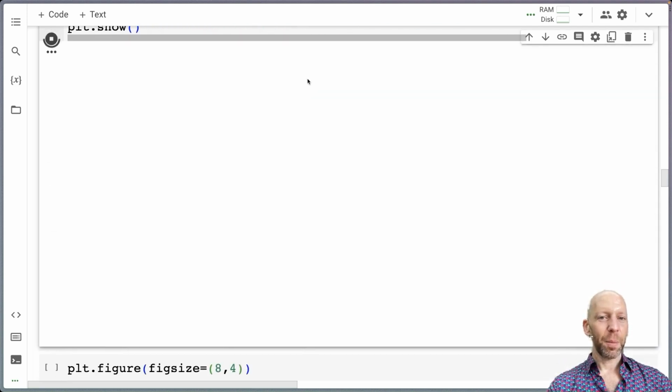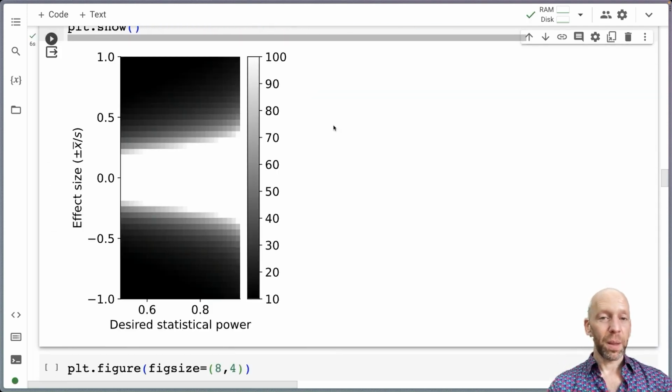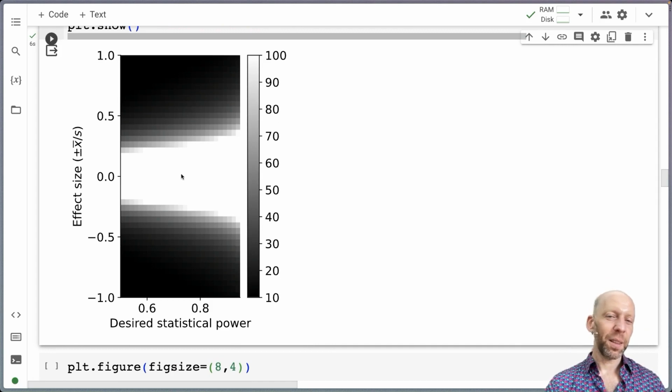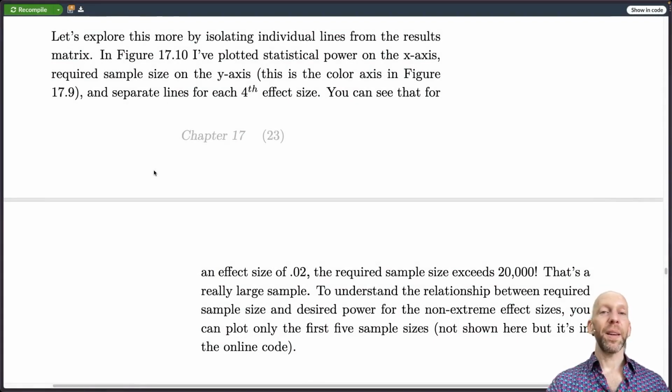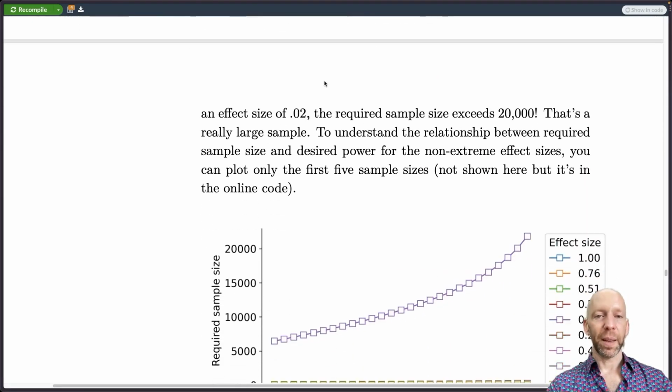And then we see this image is finally interpretable, but it's a little bit misleading, a little bit hard to interpret, because the numerical values here are way, way above 100. They are over 20,000. And this brings us to the next part of this exercise, which is to explore this huge diversity of required sample sizes by isolating individual lines from the result and plotting them.